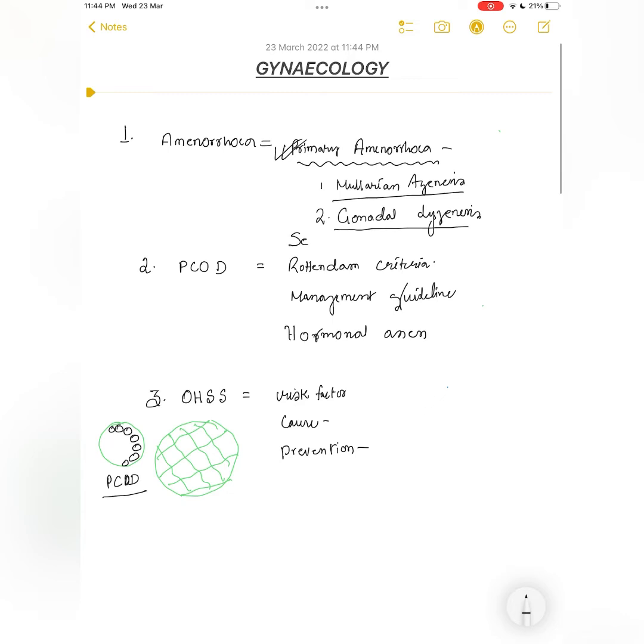So this is about amenorrhea. Also, if you have time, please go through the secondary amenorrhea topic, about Sheehan syndrome and everything else that is left. Next is PCOD, polycystic ovary disease.